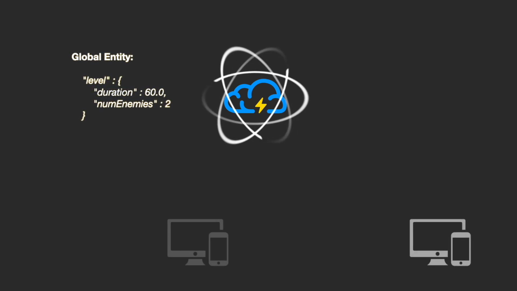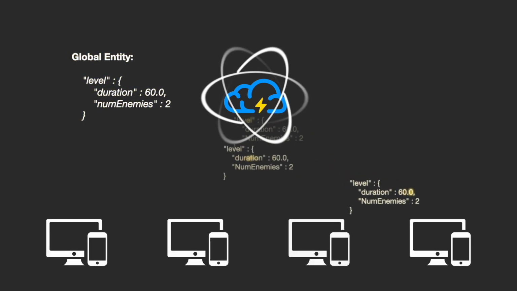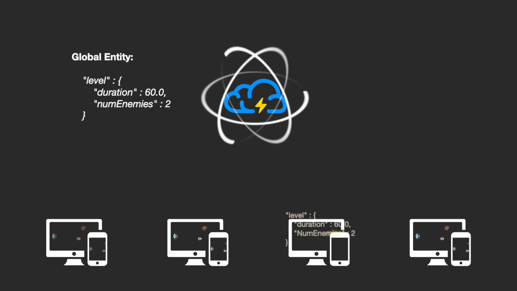Welcome to the Unity BootCamp lesson on how to set up global entities. Global entities are one of my favorite features of brainCloud. Think of a global entity as a read-only object that each client can request from the brainCloud server.